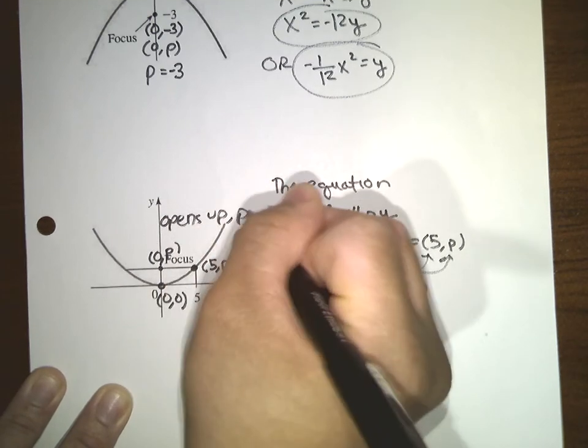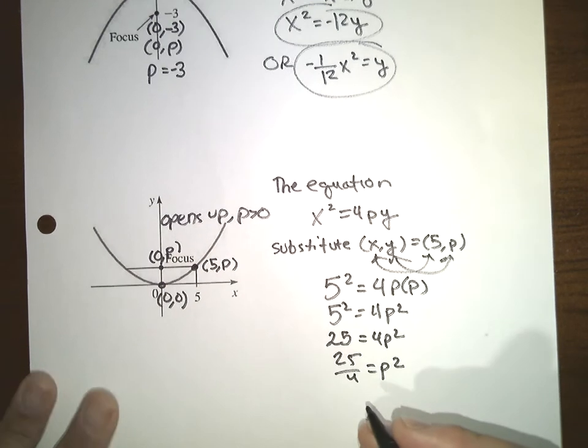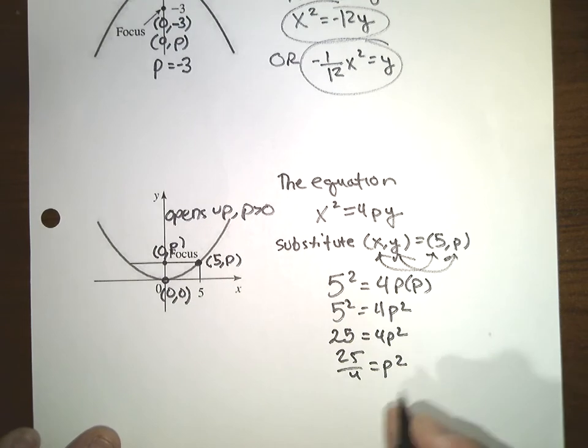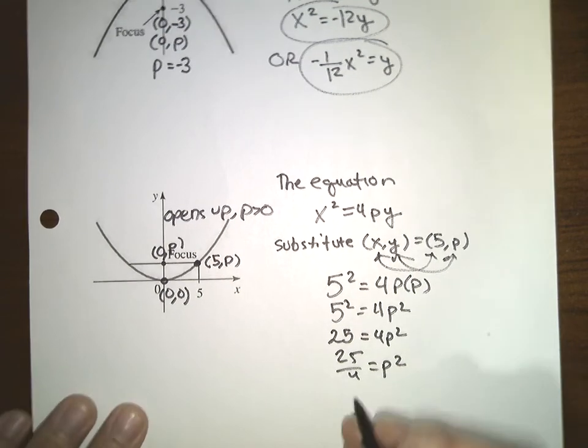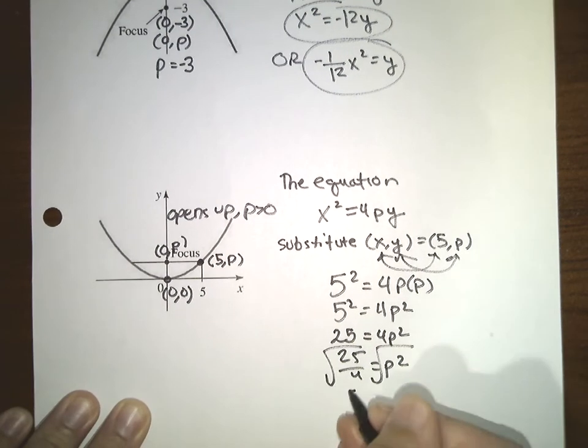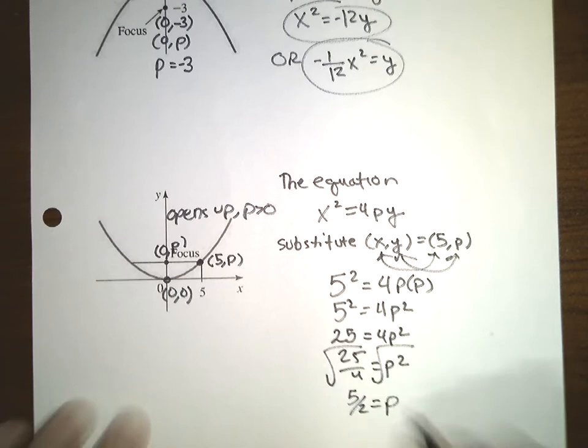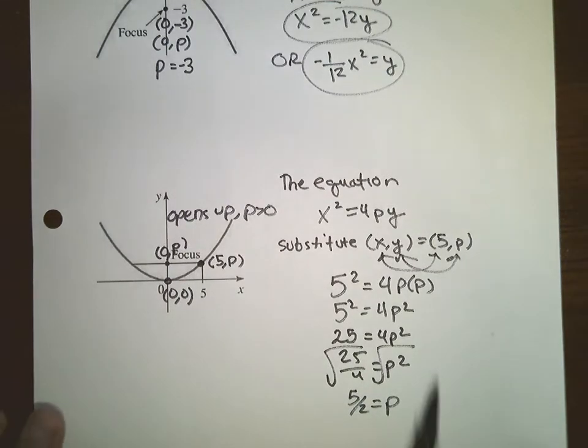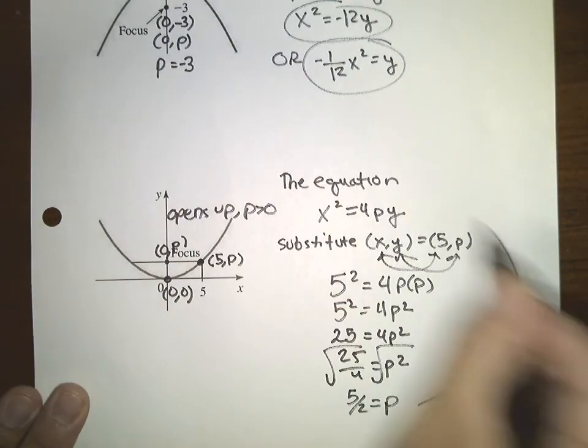So that means that p has to be positive. So when I take the square root, I need not the negative number, I need the positive number. So take the square root. So 5 over 2 is equal to p. So then I just substitute that back in here.